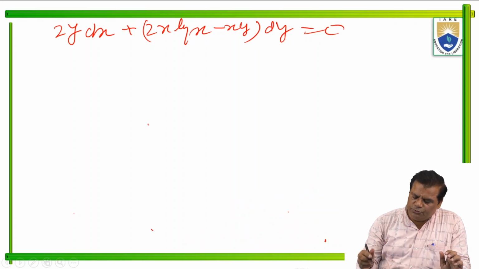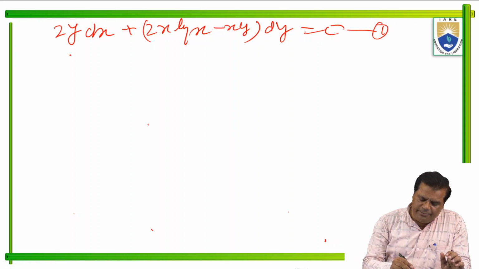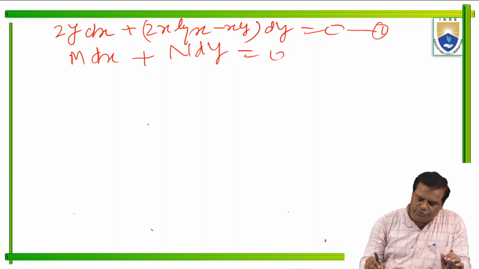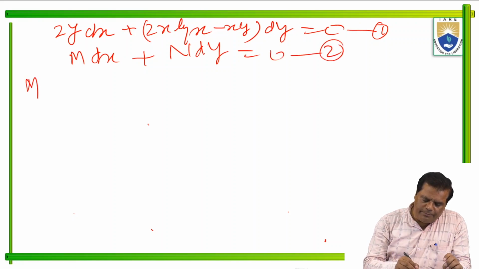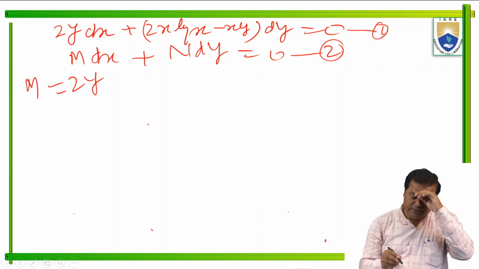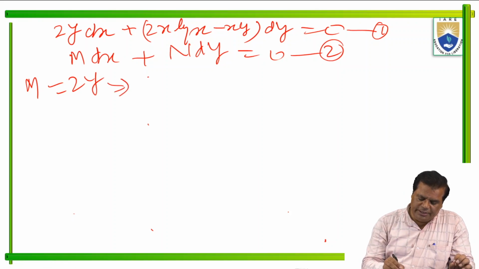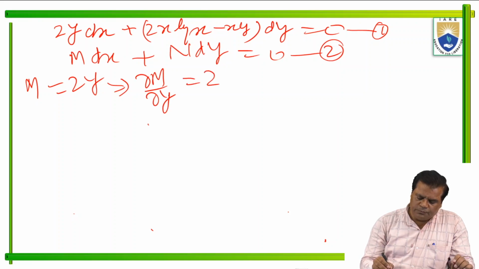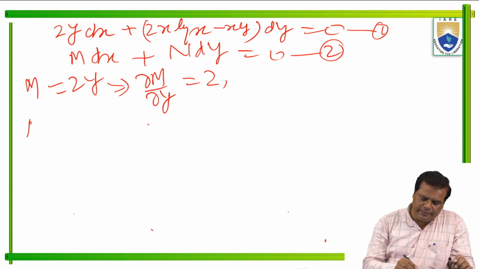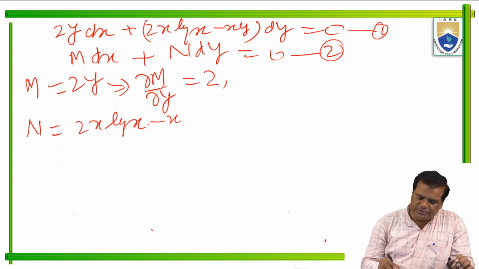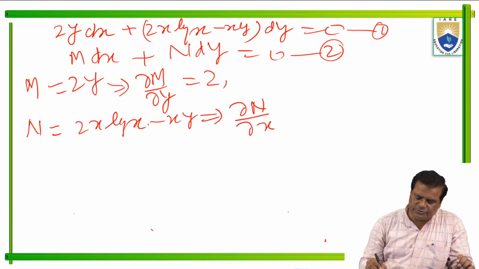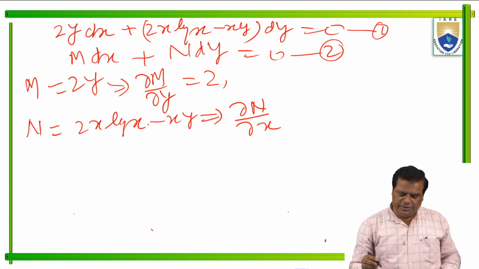So comparing this, equation 1, with M dx plus N dy equals 0, equation 2. Now M is 2y, and differentiating, del m over del y equals 2. And N is 2x log x minus xy. So differentiating del n over del x, with respect to x.